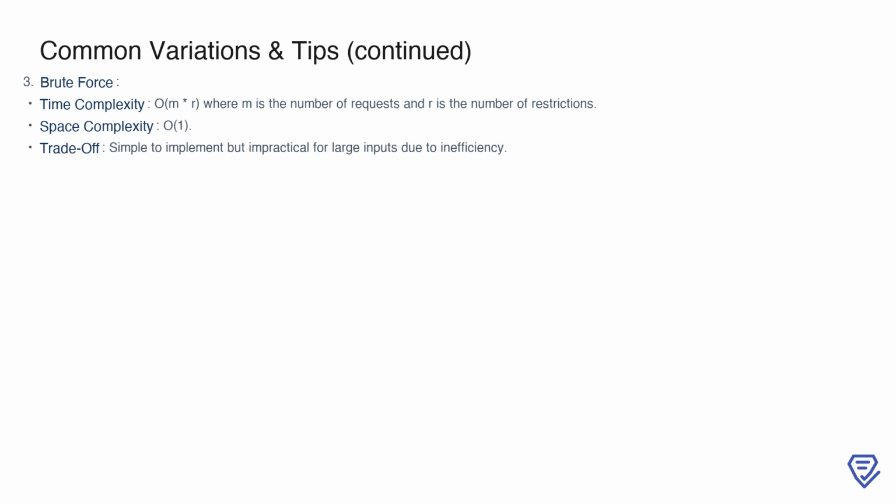This approach might be suitable for small-scale problems, but for competitive programming or real-world applications with high constraints, it's better to use optimized methods like Union Find or graph-based algorithms. Balancing simplicity and efficiency is key when choosing the right approach for this problem.